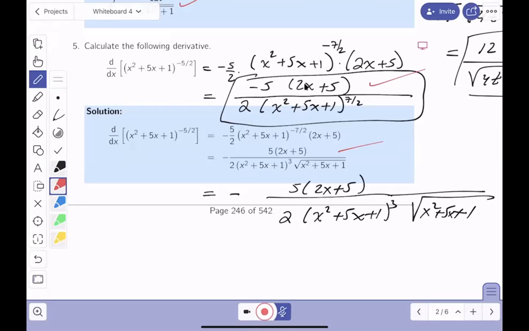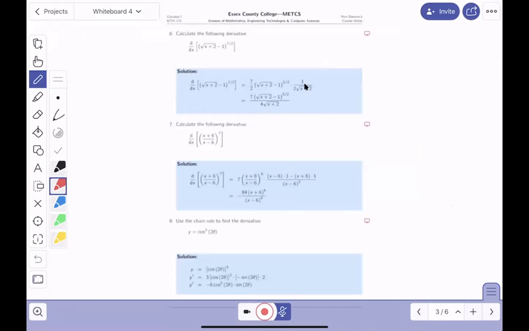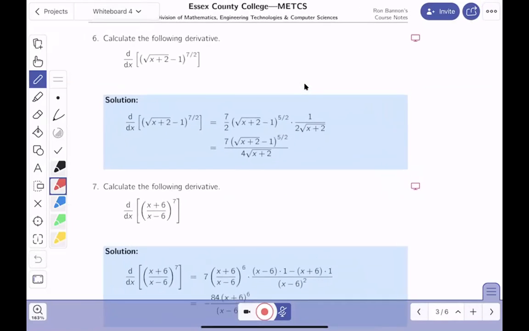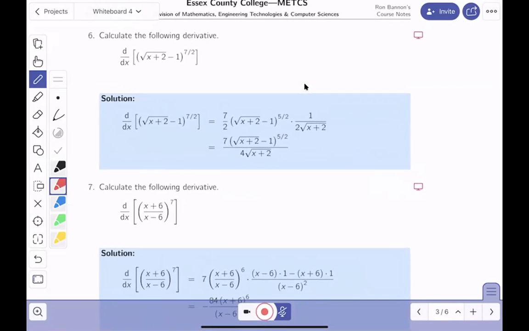All right. As we move forward in the course, though, we want to be able to simplify. All right, let's keep going. Let's go to problem number 6, relatively simple. And I'm just going to rewrite it a little tiny bit.